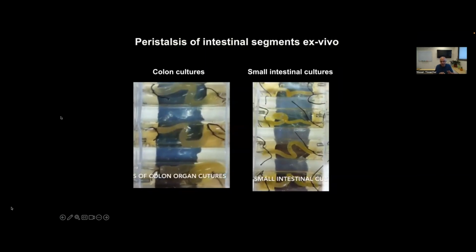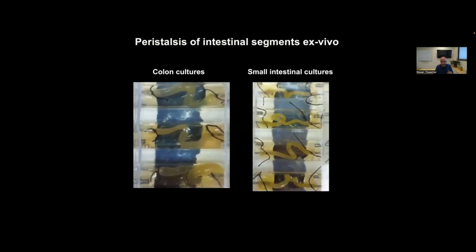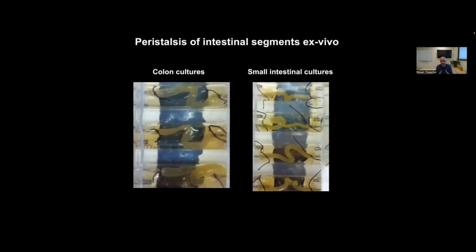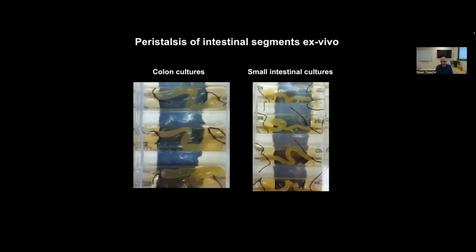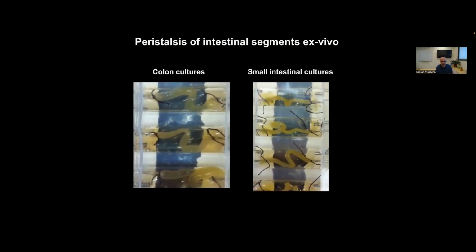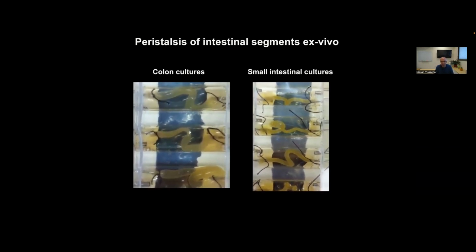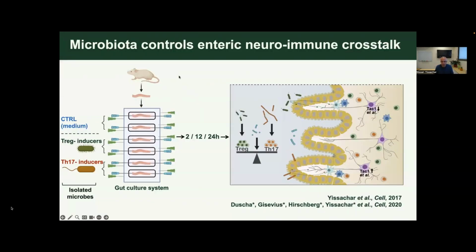When we look at these organ cultures, we can see that under these conditions, they are alive and well. We can detect gut motility and peristalsis contractions in both large and small intestinal cultures over time. And we show that these conditions can maintain tissue viability for about 24 hours. Now, using this approach, we recently found new mechanisms by which immunomodulatory gut bacteria exert their effects.